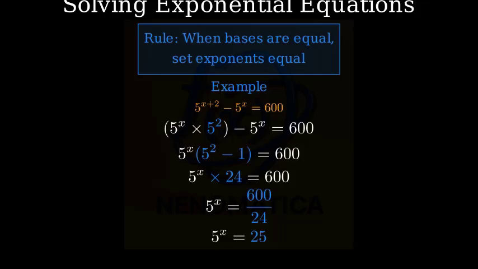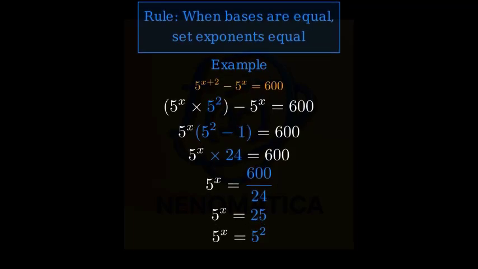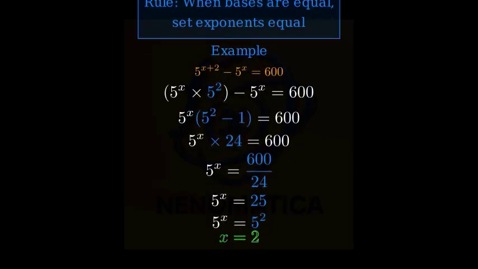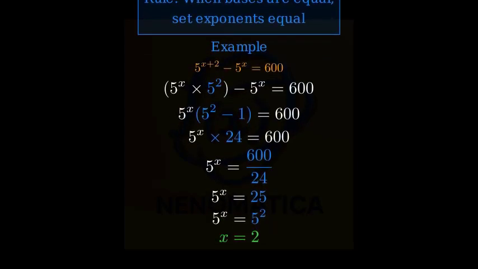We can write 25 as a power of 5. 25 is 5 squared. So 5 to the power of x equals 5 squared. Now, we can apply our rule. When the bases are equal, the exponents must be equal. Since both sides have the base 5, we have x equals 2.